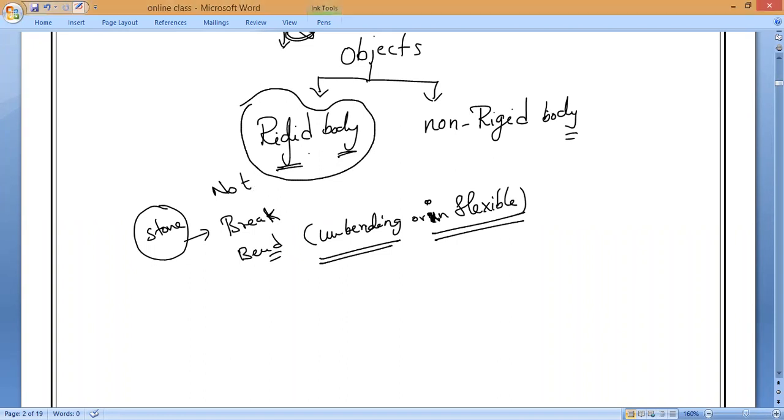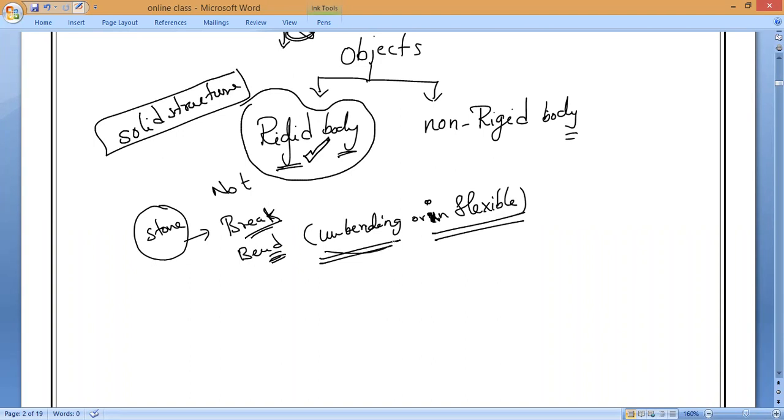What is the use? So what do you mean by a rigid body, guys? What do you mean by rigid? Not breaking. A body which has a solid structure. Understanding? Yes, a solid structure, which is not possible to break or bend.